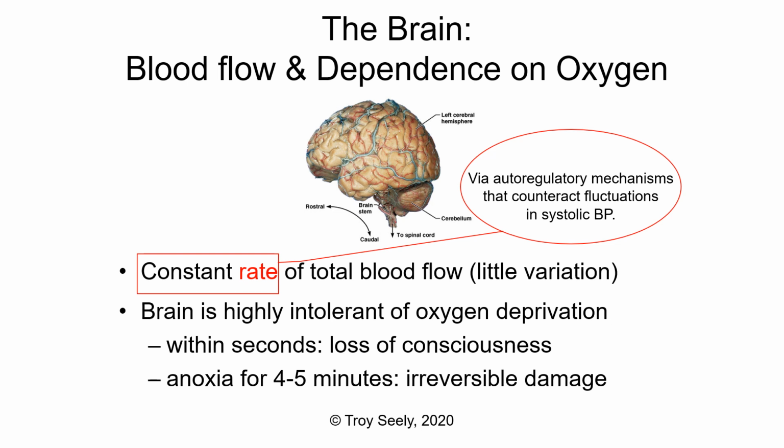And because the brain is highly intolerant of oxygen deprivation, even within seconds, there can be affiliated loss of consciousness. If you've ever gotten out of a seat too quickly and then had a head rush and felt unsteady, that would be an example of it. Anoxia, or the deprivation of oxygen. So anoxia means no oxygen there at all. For 4 or 5 minutes can lead to irreversible damage.